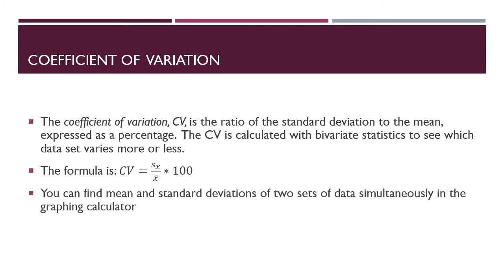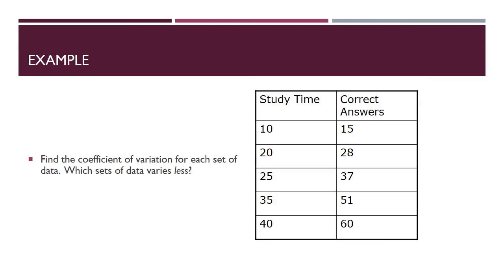We can find the mean and standard deviations of both sets of data simultaneously in the graphing calculator using the two-variable statistics function in the calculate menu under the Stat button, as I will show you on the example answer slide. Here's your next example. It's the same two sets of data. This time I want you to find the coefficient of variation for each set of data, and I want you to tell me which set of data varies less. Pause the video at this point to give yourself a chance to try it on your own.